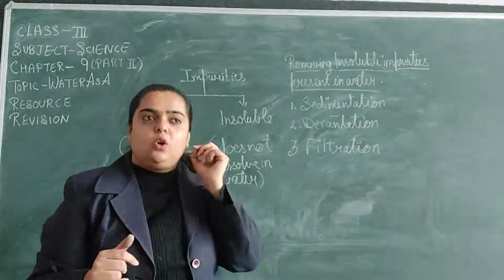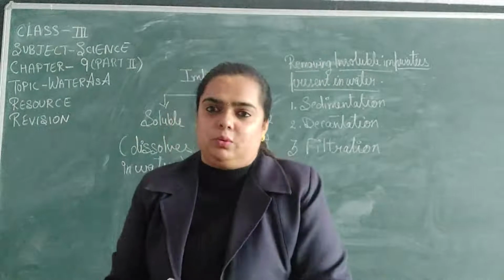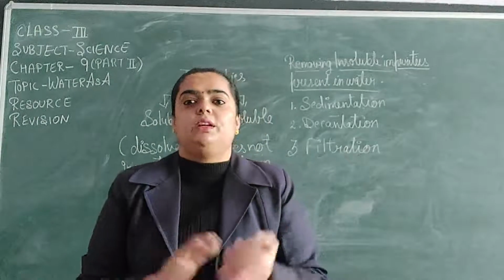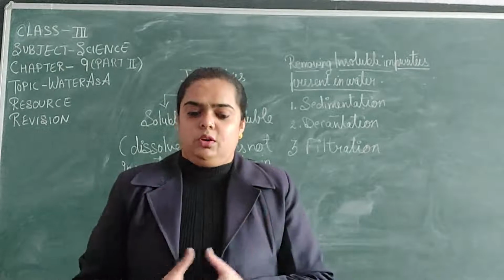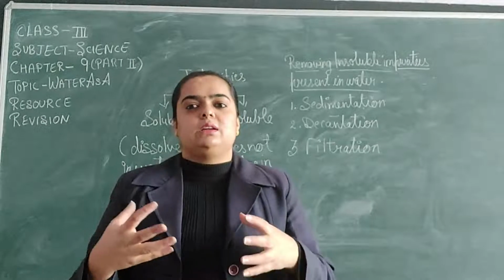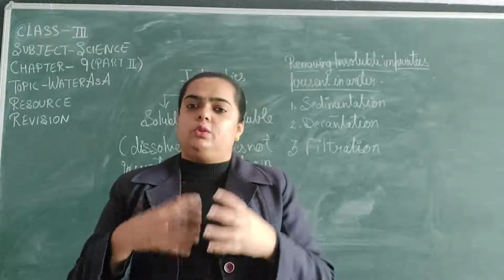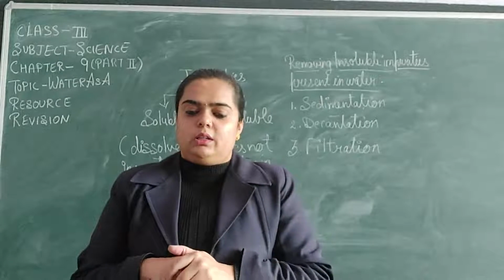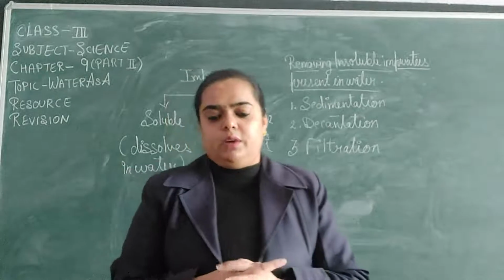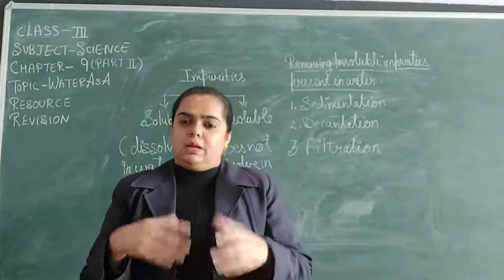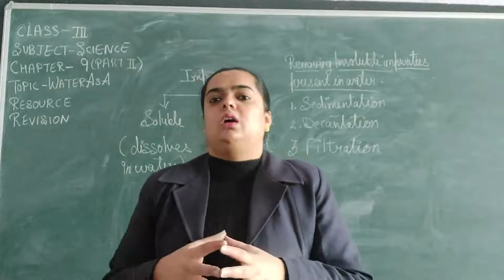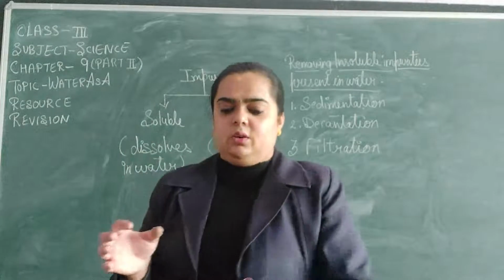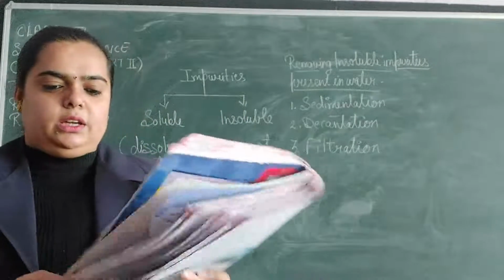Now see children, we all have filters at our home, right? Water filters are there at our home, and what did they used to do? They used to purify water. All the impurities are removed by those water filters. Okay, this is another method of removing insoluble impurity present in water. Before these Kent ROs and all, there were candle-like things. Okay, I'll show you the diagram of it.